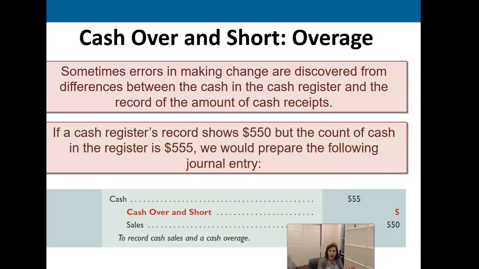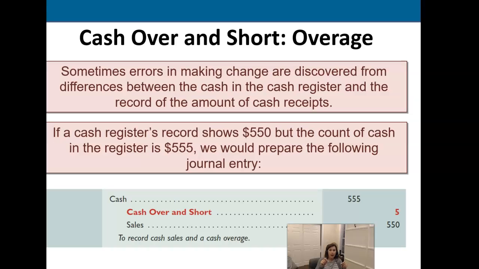Now, sometimes there's a shortage in the cash count, and it happens. It doesn't mean that somebody's committed fraud. It just means that somebody just didn't count right. The way that we account for that is that we have an account that is called cash over and short. And whether or not that is a debit or a credit depends on whether cash is over or short.